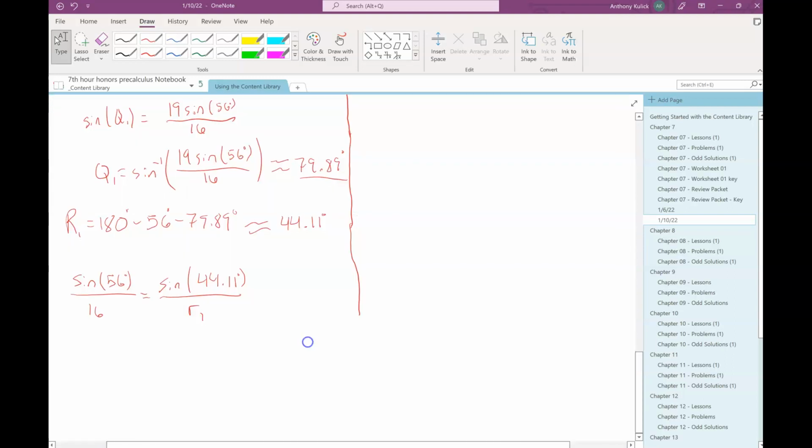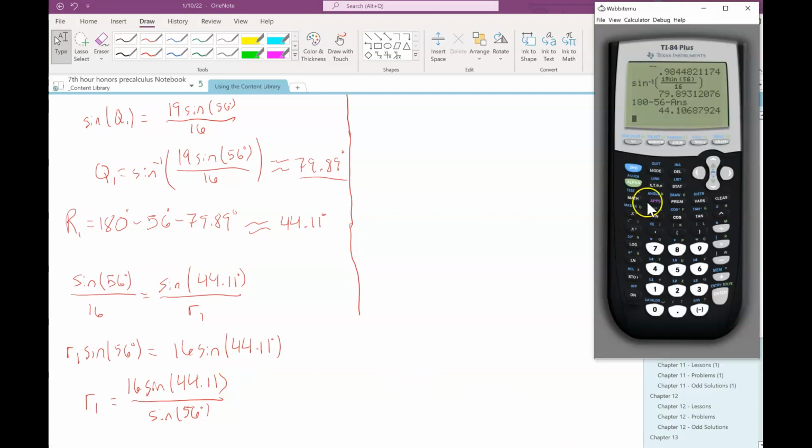And then we just do the same thing. We cross multiply. And then divide by sine 51. Or I'm sorry, sine 56. I don't know why I said 51. Probably because I was writing the 44.11 while I was trying to say the other thing.